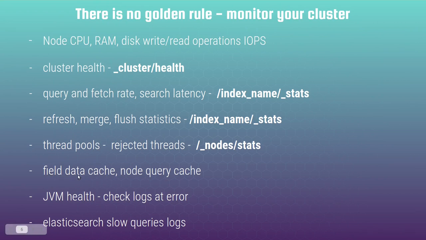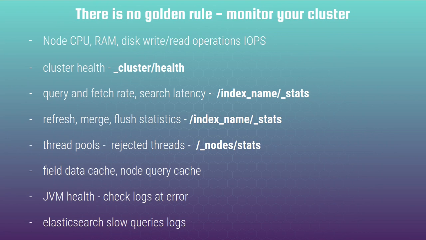So you also have to check the field data cache and node query cache. The field data cache is used for field data to enable using aggregations on selected text fields and also for the global ordinals. Both of the mentioned data structures are kept on heap and the cache is by default unbounded, so it is very important to monitor the memory usage of this cache.